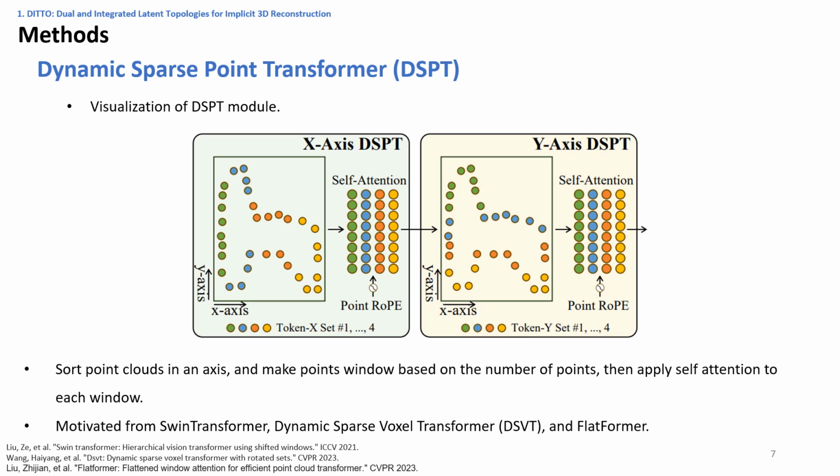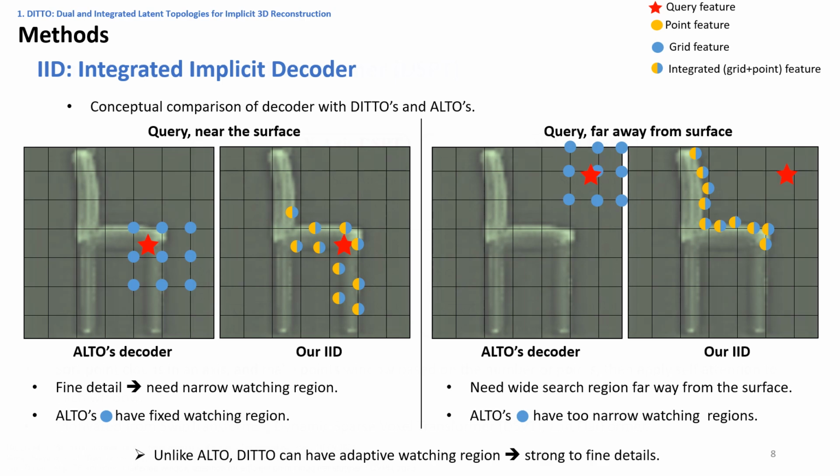In a DLL module, the DSPT process is applied 3 times with the X, Y, and Z axes, respectively. On this page, we will explain the integrated implicit decoder called IID. IID extracts query feature, which is the red star, by interpolating adjacent grid features at query location. We find the nearest points using KNN from query location and extract point and grid features of each point location.